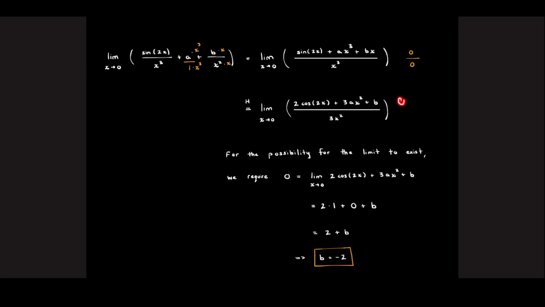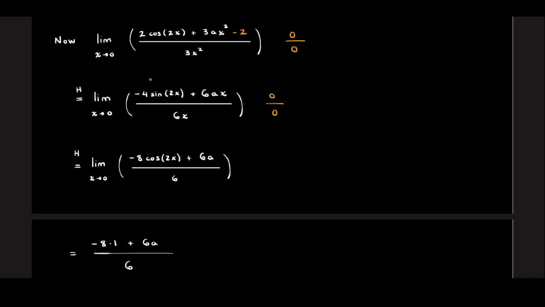Since we have the form 0 over 0, we can use L'Hopital's rule again. I've taken that expression and subbed in my minus 2. As you can see, when we plug in 0, the bottom approaches 0, but so does the top. This is 2 times 1, this is just 0, this is minus 2, and 2 minus 2 is 0. So yes, this is indeed indeterminate form 0 over 0.